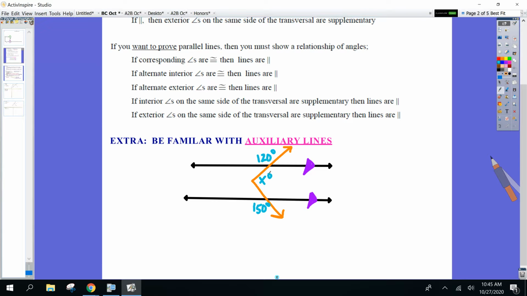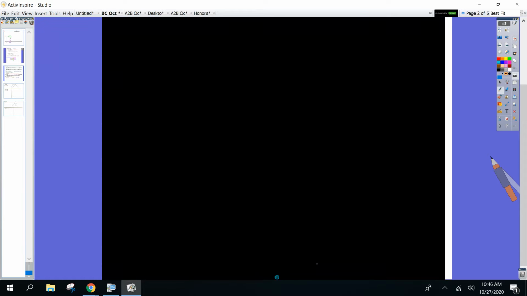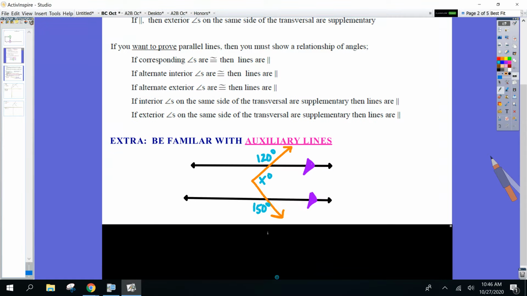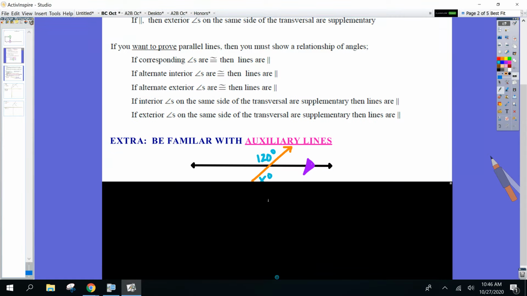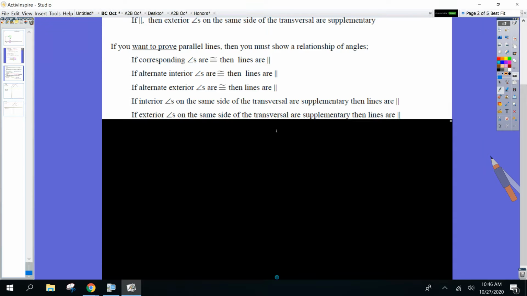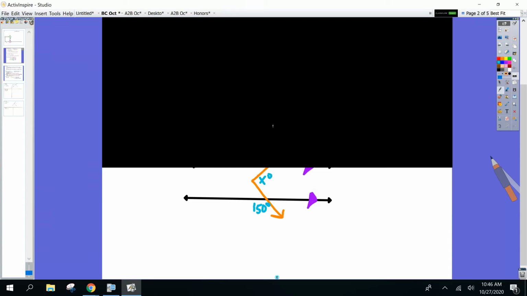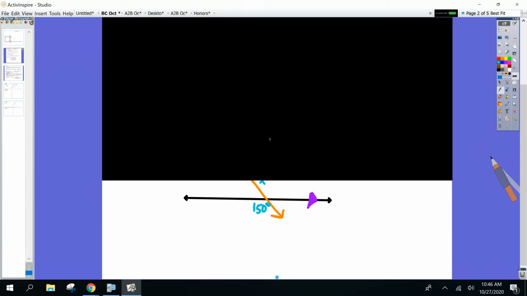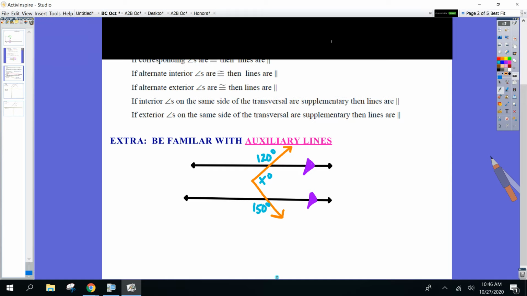And here's why. Take a look at this orange ray right here. That's not a transversal. It doesn't go through the bottom parallel line. And the ray down here, that's not a transversal. It doesn't go through the top parallel line. So you can't tell me I've got alternate interior, corresponding, all those special angles we've talked about. Right now, you're stuck. So that's why I need to draw in this extra line called an auxiliary line.